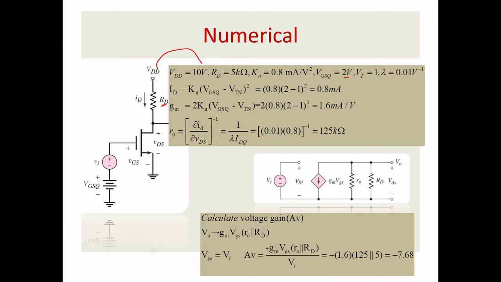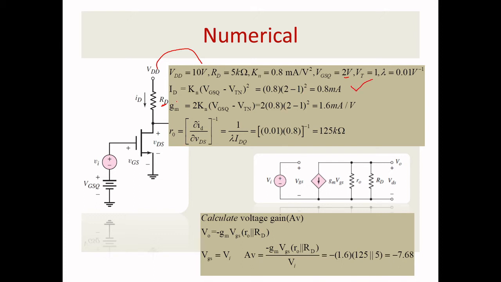First, you need to know your ID current. So first we will calculate the drain current. How will you calculate it? Kn into (VGS minus VTN) whole square. VGS is 2 and Kn is 0.8. So 0.8 into (2 minus 1) whole square, and you will get 0.8 milliamps.